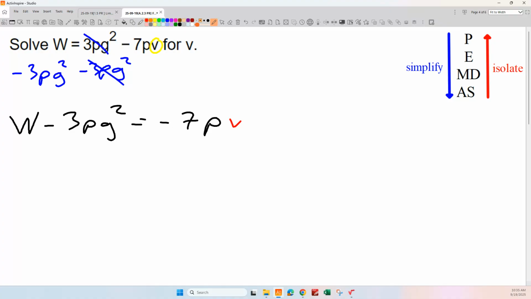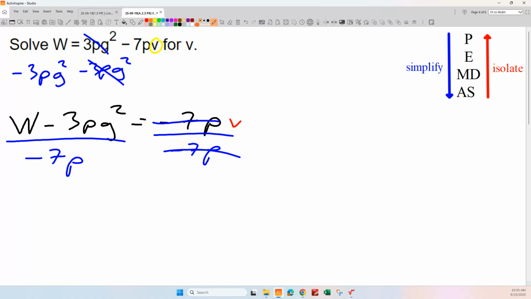Right? What's being done to the v? It's being multiplied by negative 7p, isn't it? Right? Because those are all next to it. So we're just going to undo that by dividing, and that cancels that whole factor, and we're done. That's v. Okay? We just leave it like that. It's fine. It looks messy, but that's all right. It's just our new formula.